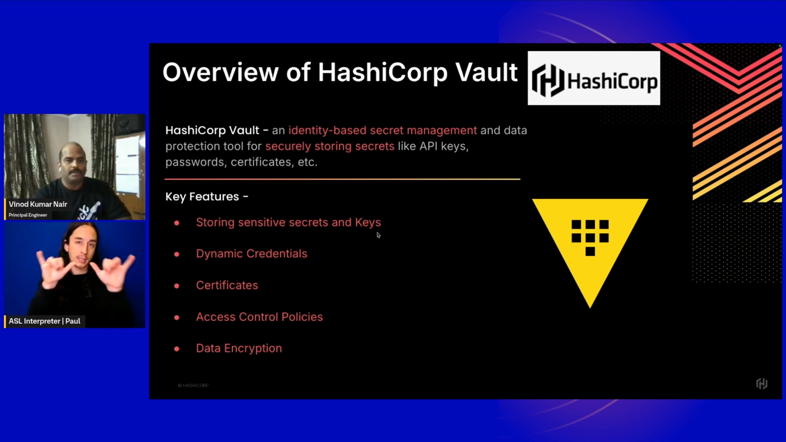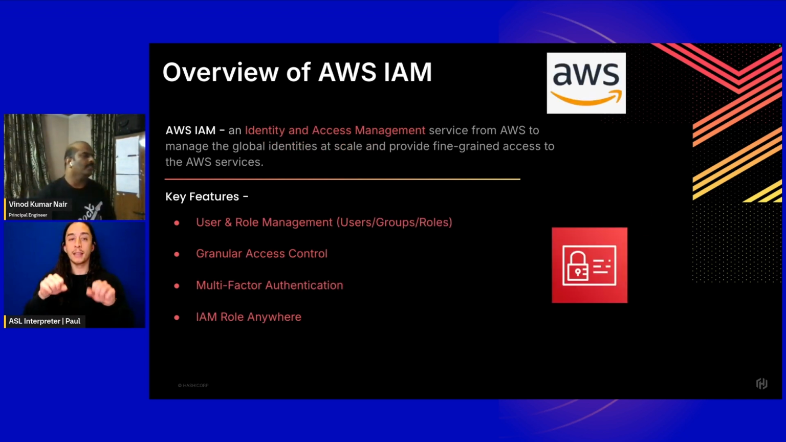Finally, you can also use HashiCorp Vault to generate certificates. If you want to encrypt your traffic, you can create certificates and manage them with the help of Vault. You can also use HashiCorp Vault to control access policies, like I mentioned, and it can also be used for data encryption. If you want to encrypt your data, you can use HashiCorp Vault for that too.